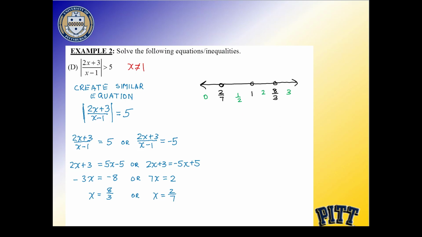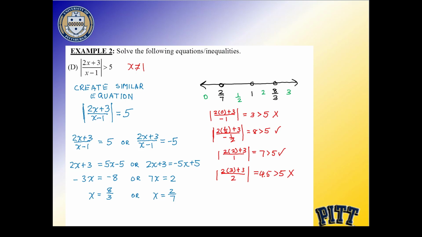So when I test them all out, here's what I get. 0 creates a statement that's not true, so it doesn't work. 1/2 creates a statement that is true, so it does. The same thing happens with 2. And with 3, again, I get a situation that doesn't work, which means that the regions where I have the 1/2 and the 2 are going to get shaded. I'm going to keep the open dot there. I could put parentheses at the ends of where the 2/7 and 8/3 are, but not necessary. This gives me an indication of what my final answer is.